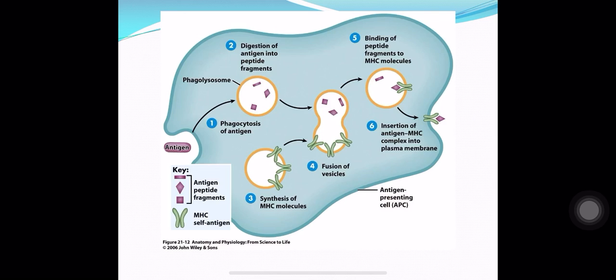At the same time, there is another vesicle in the cytoplasm in which major histocompatibility complex antigens are being synthesized. MHC molecules are being synthesized in another vesicle. Now both these vesicles will fuse gradually, and as the vesicles fuse, the MHC molecules will bind with the peptide fragments of the antigen and present them on the surface of the cell. So this presentation on the cell surface is shown to the T helper cells. So MHC molecules synthesized inside the cytoplasm will present the peptide fragments of the antigen on the surface of the cell.